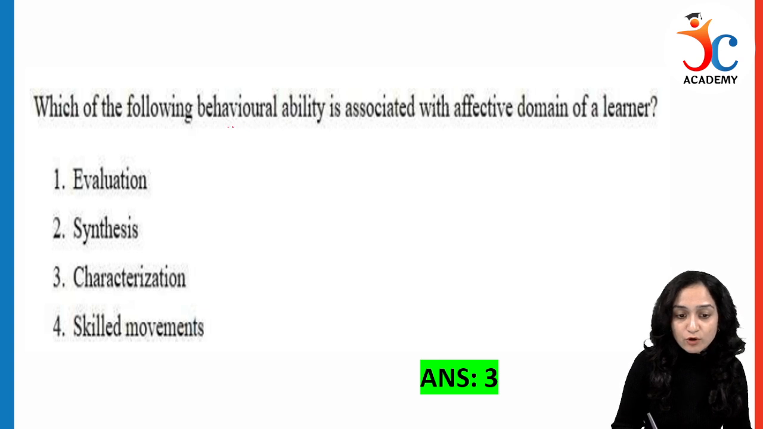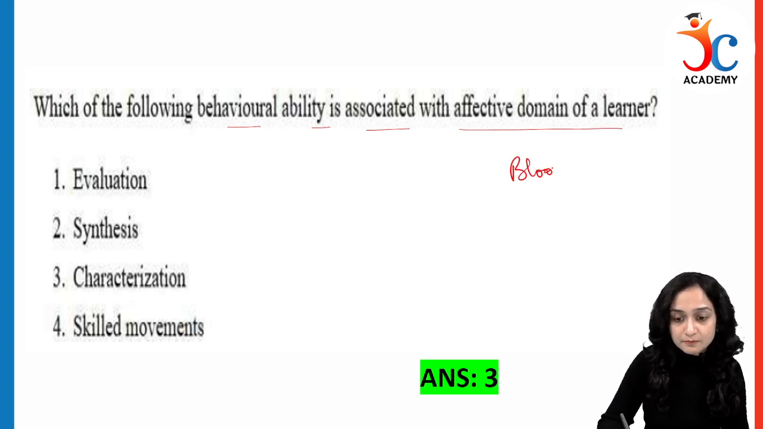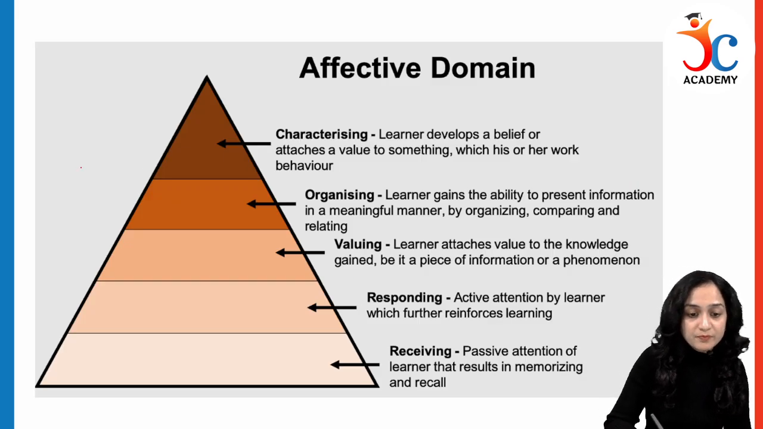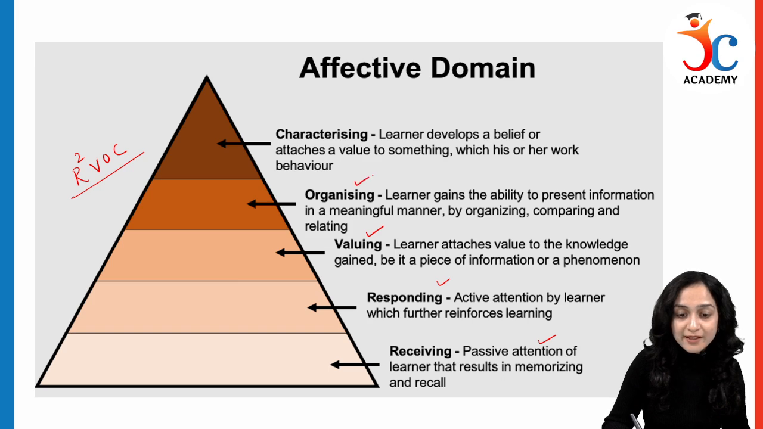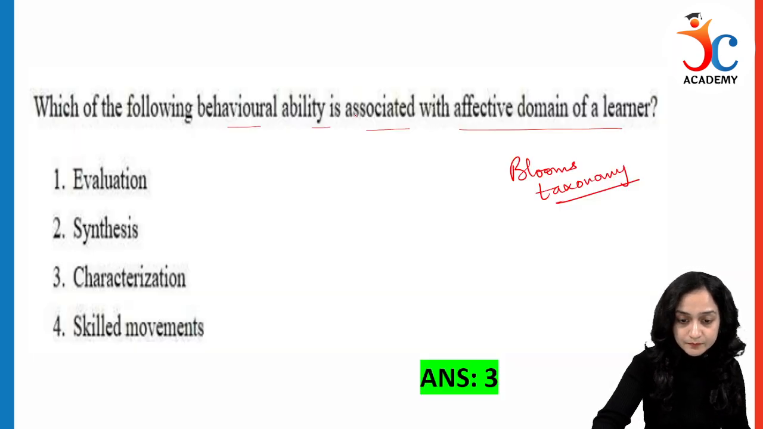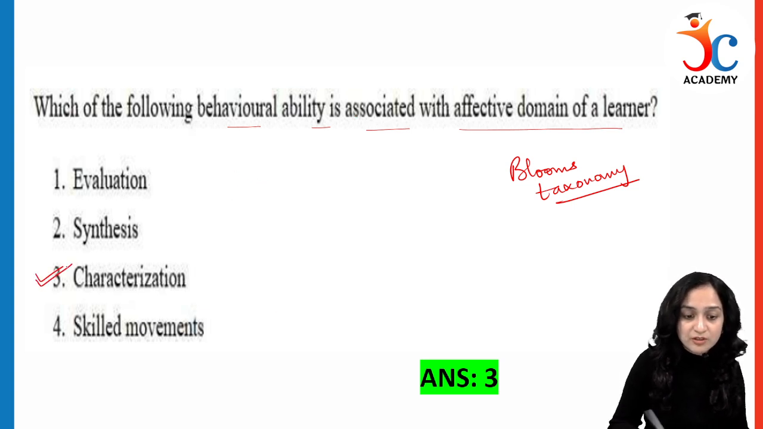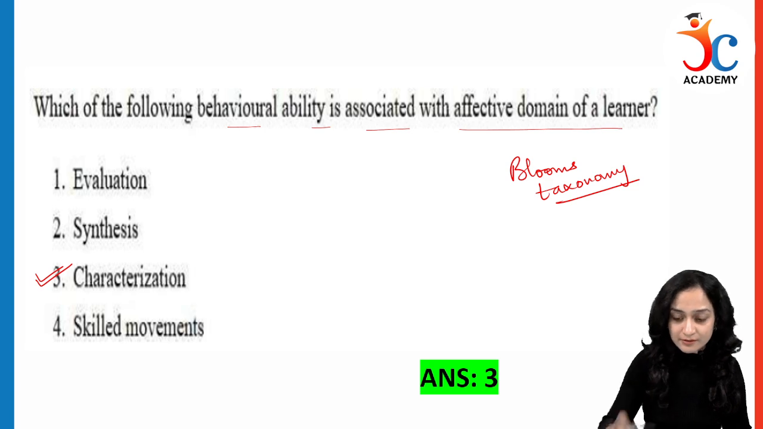Next question, which of the following behavior ability is associated with affective domain of a learner? This is from Bloom's taxonomy. Affective domain, mnemonic is R square VOC, that is receive, respond, value, organize and characterize. So which of the abilities is associated with affective? Answer number 3, which is characterization. You just have to learn the mnemonic and your question is done.